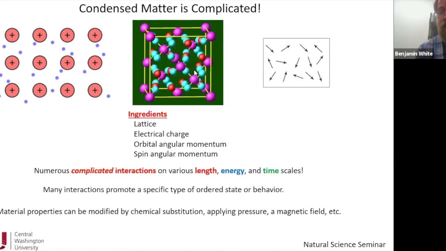lattice, for example. And so now with that, you have this additional degree of freedom because they can interact with one another. And you can see here, they're all pointing kind of in random directions. So this would be an example of magnetic disorder. But you can see that there's all kinds of ingredients here.